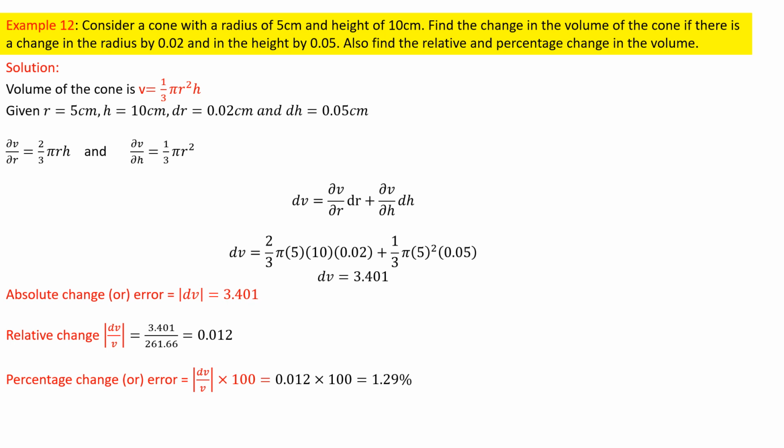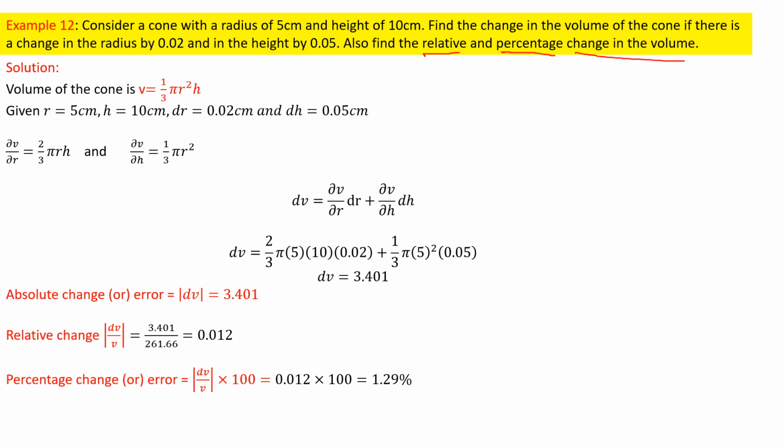Okay, let us discuss some problems based on approximations. Consider a cone with a radius of 5 cm and a height of 10 cm. Find the change in the volume of the cone if there is a change in the radius by 0.02 cm and in the height by 0.05. Also find the relative and percentage change in the volume.